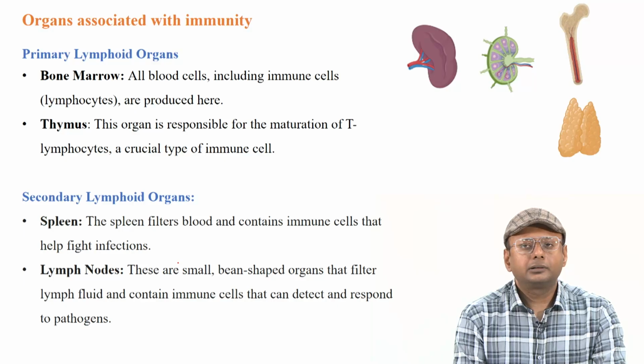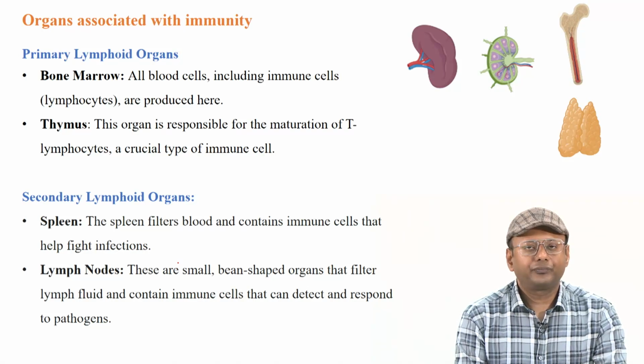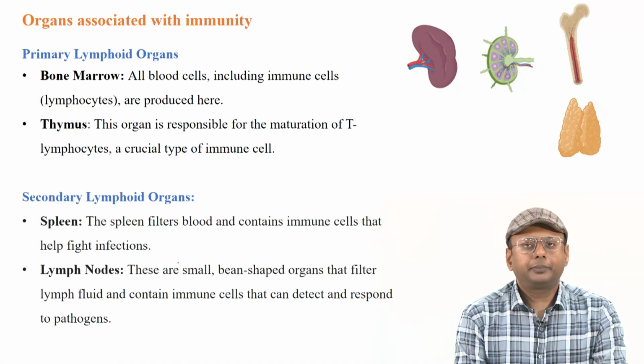But before that, let us briefly discuss the different types of immune organs, or the organs that are associated with our immune system. As you can see, there are some primary lymphoid organs. These are very important, like bone marrow and thymus. In bone marrow, as you know, all types of blood cells, including immune cells like lymphocytes, are produced. The thymus is highly important because T cells, one of the most important components of immune cells, mature in the thymus.